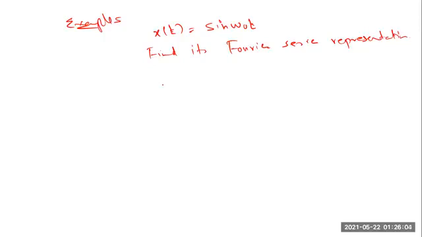Now, this is a very simple example, but as a general rule, whenever you are asked to find a Fourier series representation, you will start with this equation. You will say if this signal is having a Fourier series, it must look like this. And then the next thing that you will do is find a_k with the help of this equation.